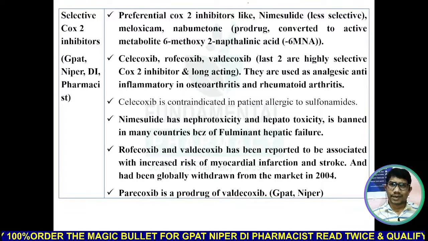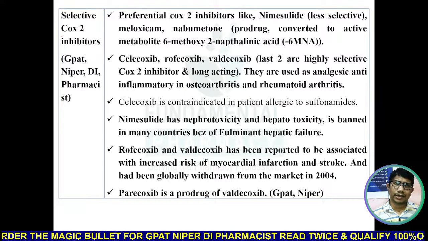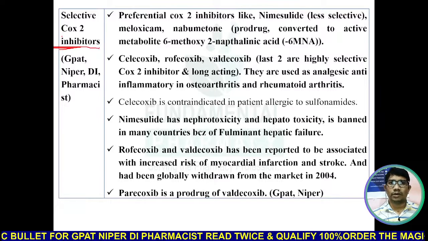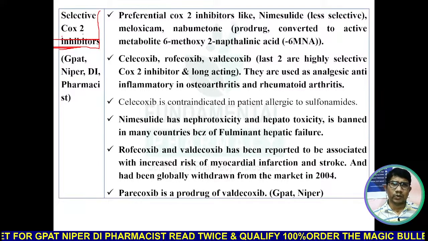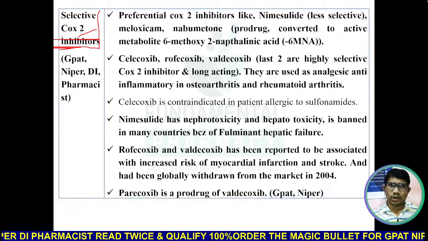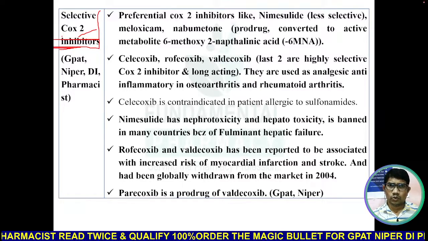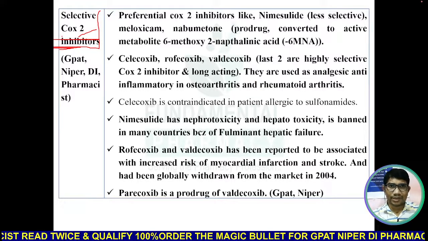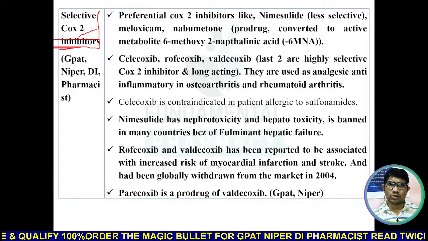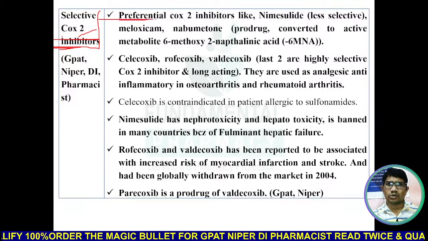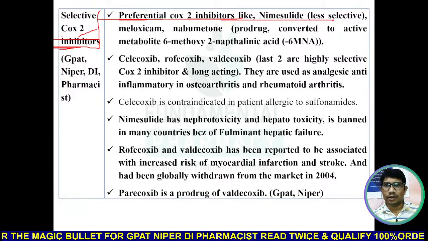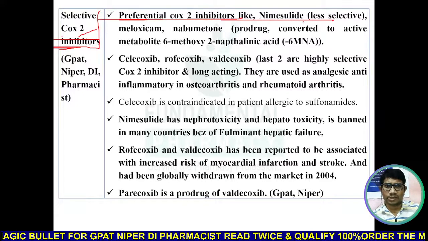Now the next category is selective COX-2 inhibitors. These drugs selectively inhibit only COX-2, okay. Before that comes the preferential COX-2 inhibitors. Example: nimesulide. Nimesulide is a less selective preferential COX-2 inhibitor.